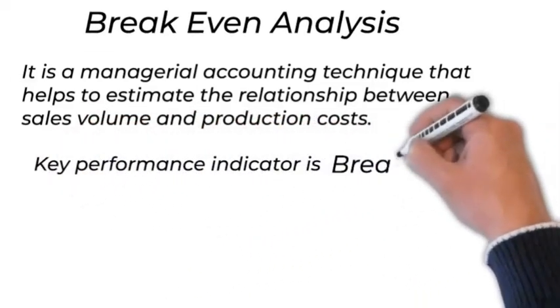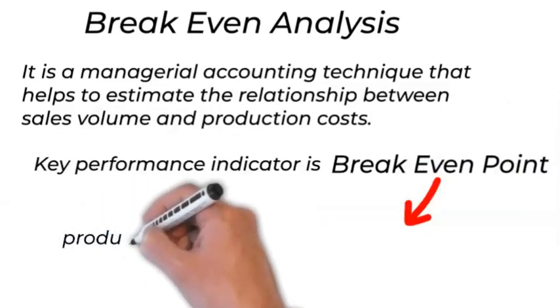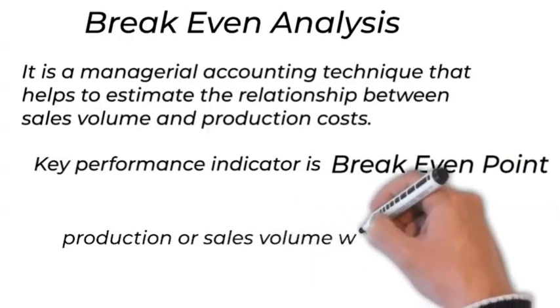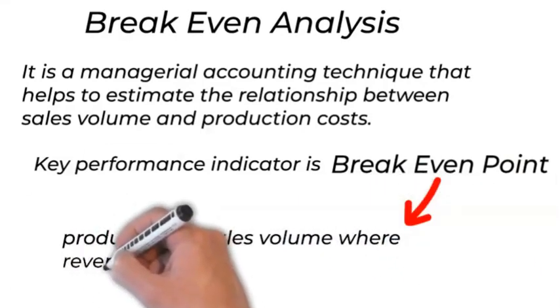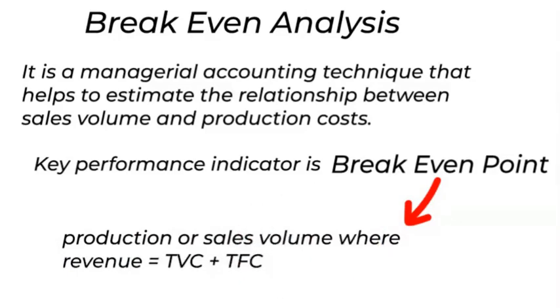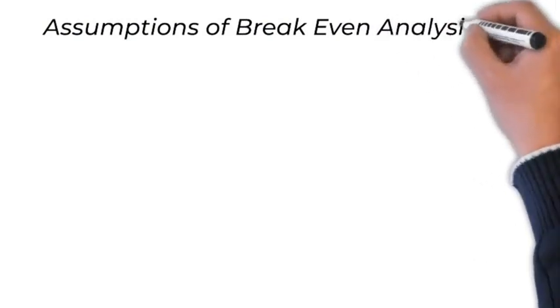The key performance indicator is the break-even point, which represents the production and sales volume at which the revenues of a business are equal to the sum of total variable costs and total fixed costs. At that point, the total contribution margin is also equal to total fixed costs, and the operating profit of a business equals zero.